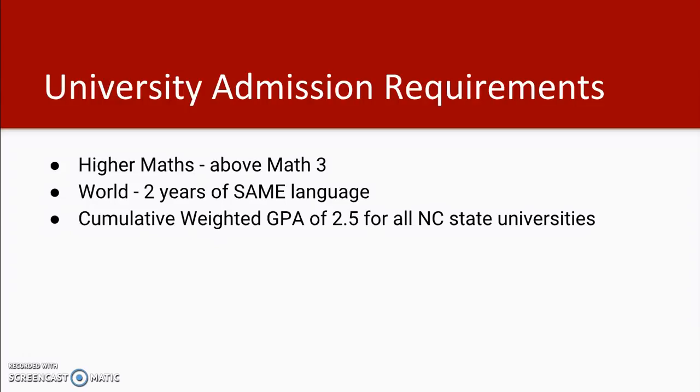Please note that a cumulative weighted GPA of 2.5 is required for acceptance to all state universities in North Carolina. Please note that this is a minimum GPA requirement. A competitive GPA is often much higher than a 2.5. Academic merit scholarships require much higher GPAs.